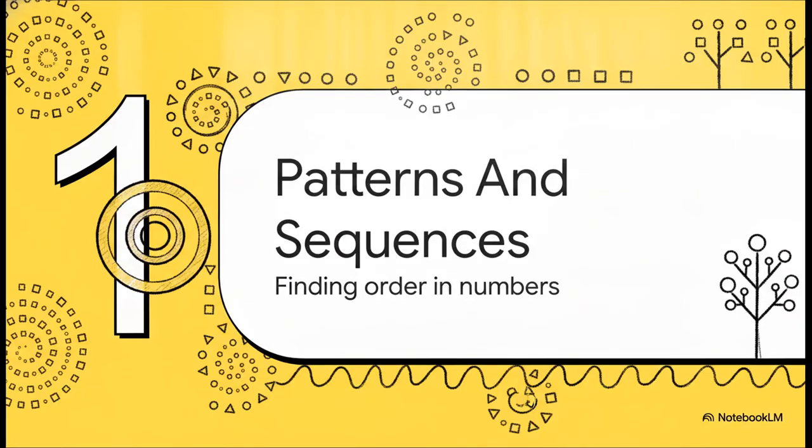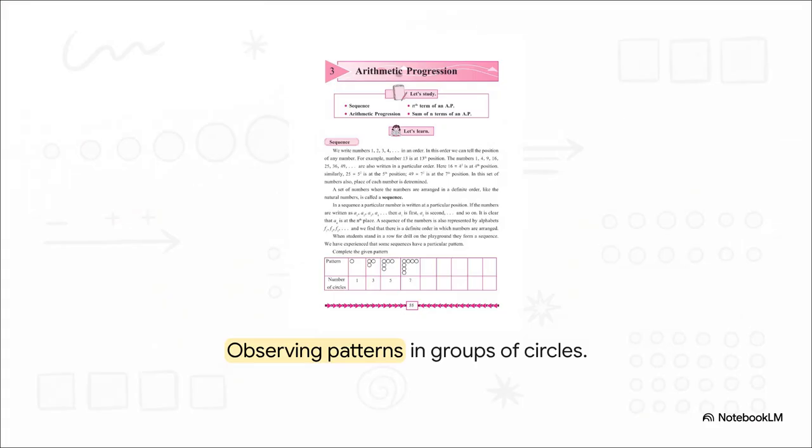Patterns and number sequences. It's all about finding the order in numbers. Let's look closely at this first visual pattern. I want you to observe these groups of circles. In the very first column, we have just one single circle, right? Move to the next, and we have 3. Then we see 5, and then 7. Do you see what's actually happening here? It's not random at all. The count of circles is predictably increasing. We are adding exactly 2 circles every single time to get the next arrangement. It is highly structured, almost like a mathematical staircase.